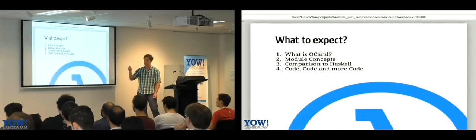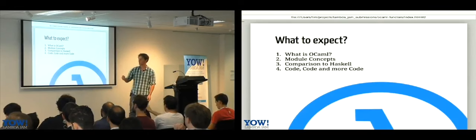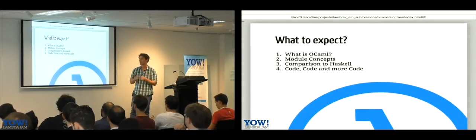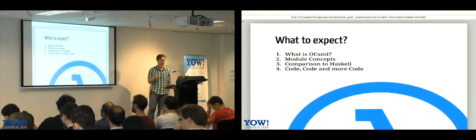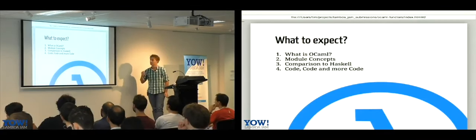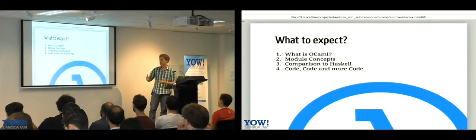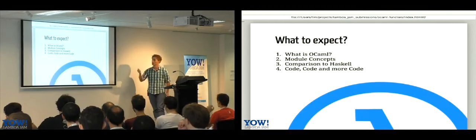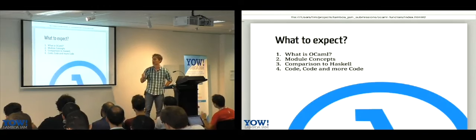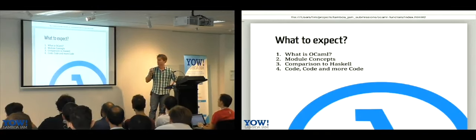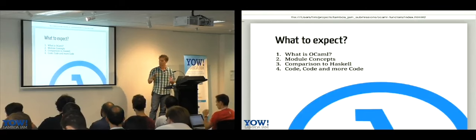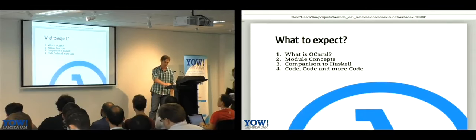So what to expect from the talk. We're going to do a little bit about OCaml, but probably not too much detail about everything in OCaml. It's mostly going to focus on these concepts around modules, defining what modules are, how we use them, and then we're going to go into a comparison with how modules compare to type classes in Haskell. There's going to be lots of code, but hopefully it'll be quite understandable code. It's not too dissimilar to Haskell.